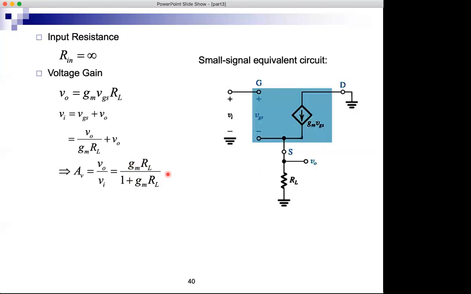And if we want to find the value of AVO, the open circuit voltage gain, we will take RL to infinity. And if RL goes to infinity, we will get an open circuit voltage gain of 1. So the best case voltage gain for this amplifier is 1. It doesn't really amplify voltage.